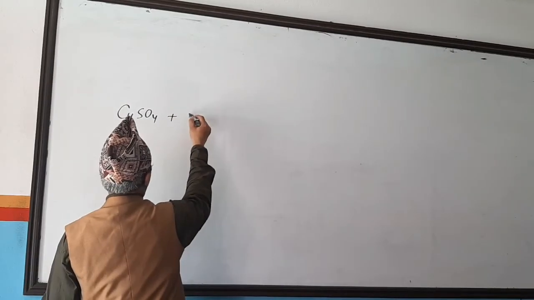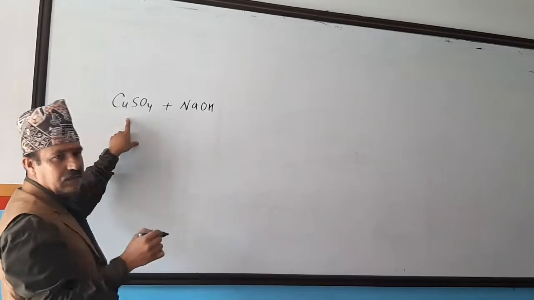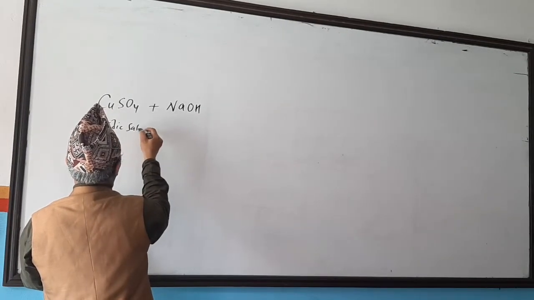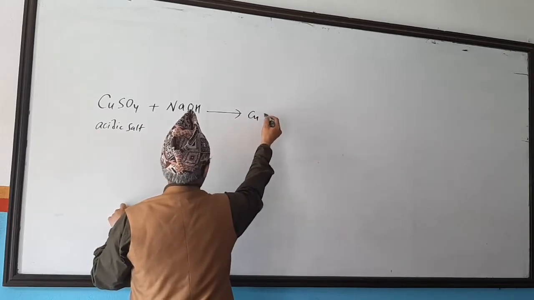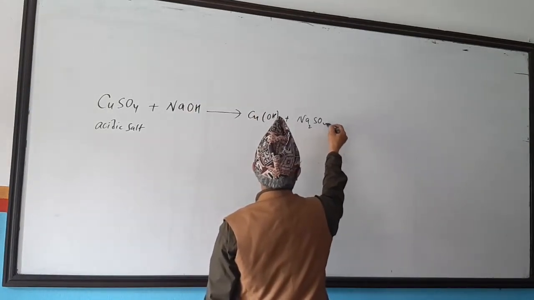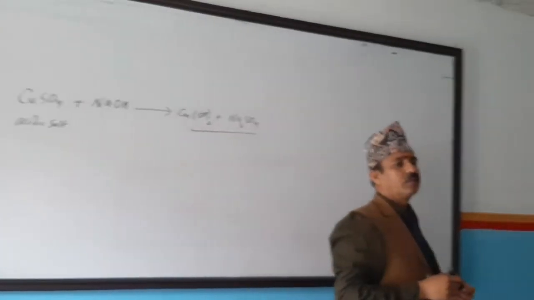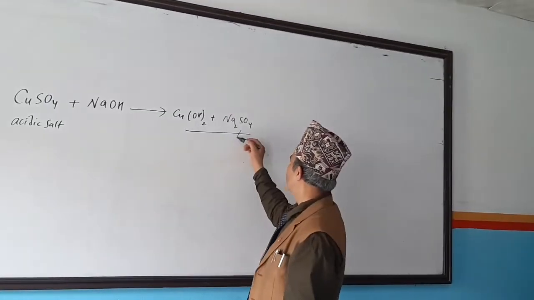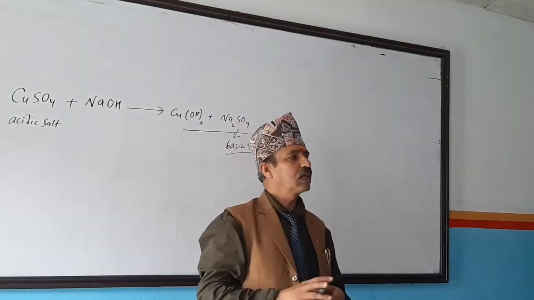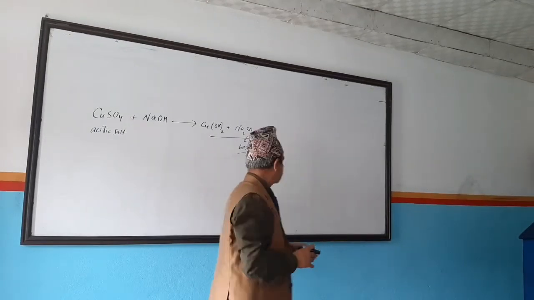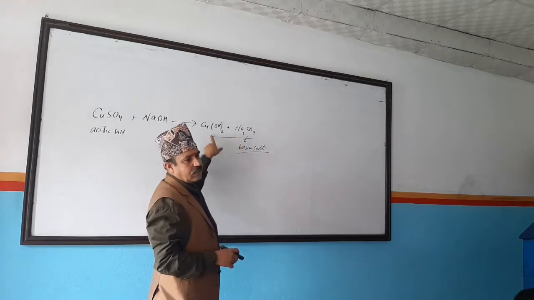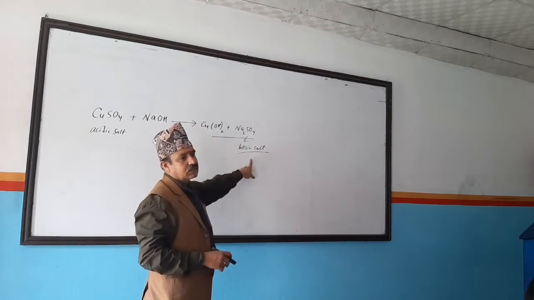When acidic salt reacts with sodium hydroxide, this is not acid. What is this? Acidic salt. Salt reacts with sodium hydroxide, it forms Cu(OH)2 plus Na2SO4. So basic salt is formed. What is formed? Basic salt. So Na2SO4, what is it? Basic salt. Got the idea? When acidic salt reacts with NaOH, what does it form? Basic salt. So this is hydroxide, this is salt. Hydroxide means this is a kind of base. This is base, this is basic salt. Okay, next question.